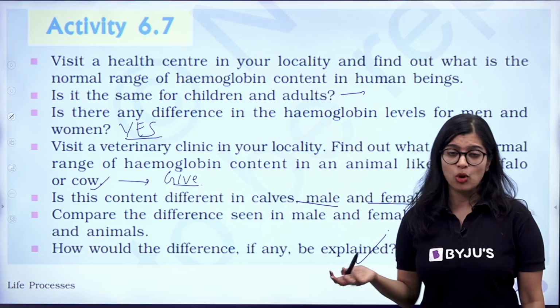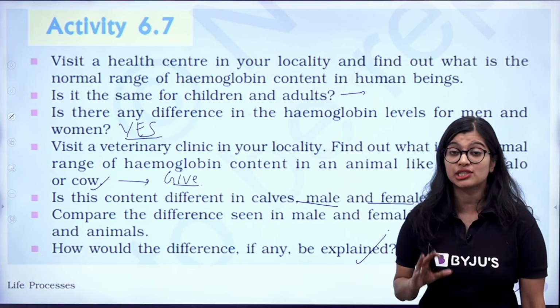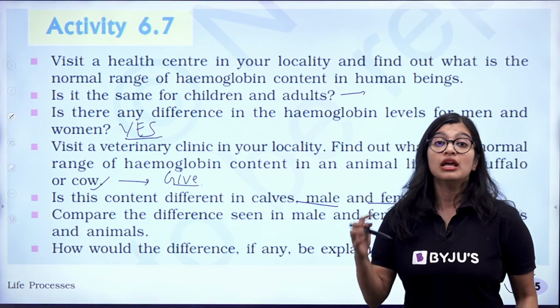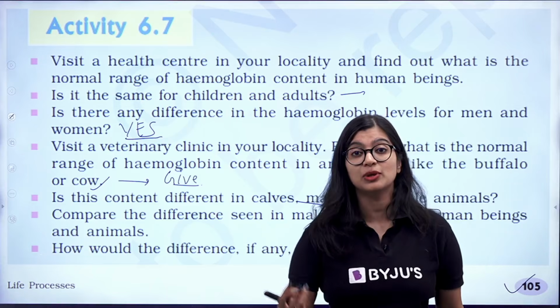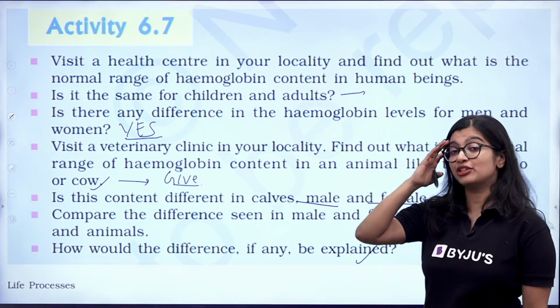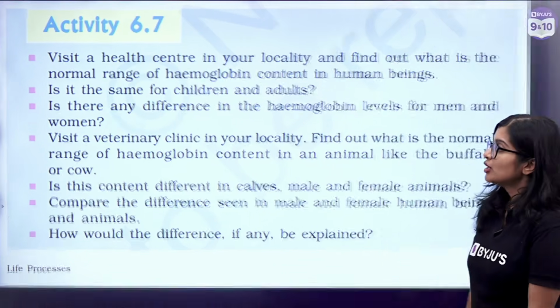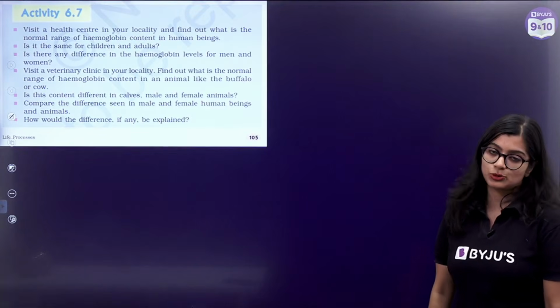And we know that hemoglobin at the end of the day is extremely essential in living organisms. I mean, especially in mammals, right? Because we know that they help in transport of oxygen. So with this, of course, everybody, activity 6.7 is done.